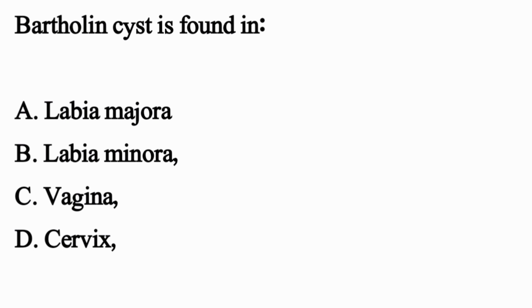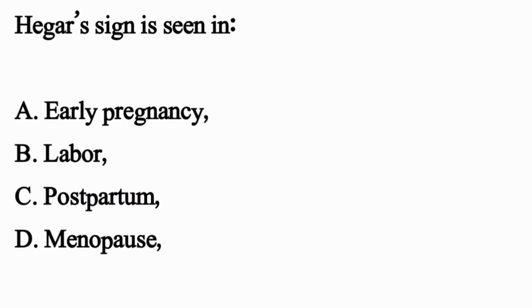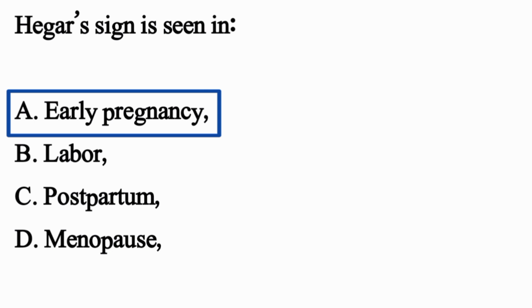Bartholin cyst is found in. The right option is option B. Labia minora. Hegar's sign is seen in. The right option is option A. Early pregnancy.